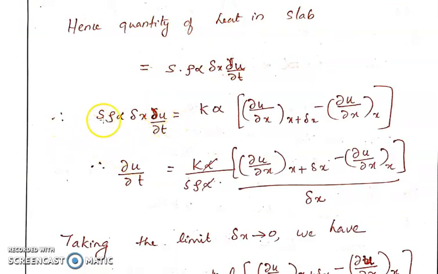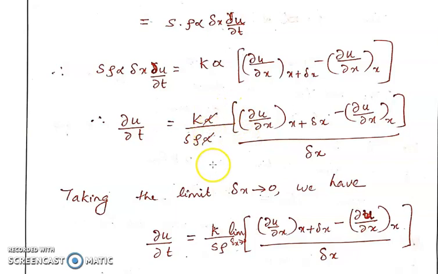Then we can equate that. Therefore, we have S rho alpha delta x ∂u/∂t, the quantity of heat in the slab by the third law, equal to the quantity of heat in the slab by the second law, K alpha [∂u/∂x at x plus delta x minus ∂u/∂x at x]. On simplifying, ∂u/∂t equals K alpha by S rho alpha, into [∂u/∂x at x plus delta x minus ∂u/∂x at x], the whole divided by delta x. Then here we can cancel alpha.